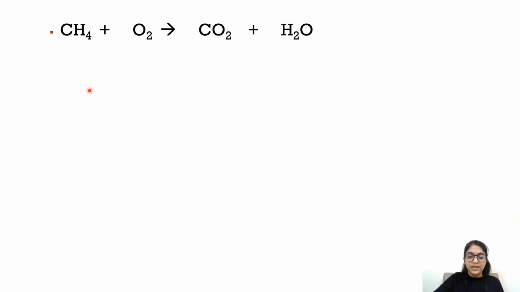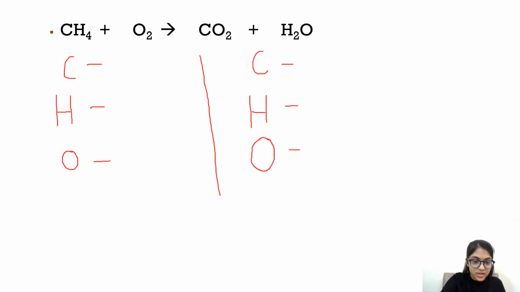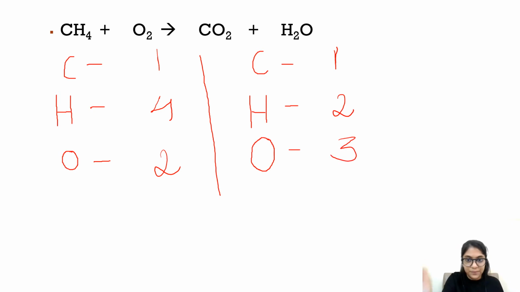Now the next example that I have for you is this. It's CH4 or methane plus oxygen gives us carbon dioxide and water. This is the equation for combustion, and let's see how to solve it. So let's get on with the first step of our equation. Let's write down the number of atoms of each element. On the left hand side we see that carbon has 1 atom, hydrogen 4, and oxygen 2. On the right hand side, carbon 1, hydrogen 2, and oxygen 3.